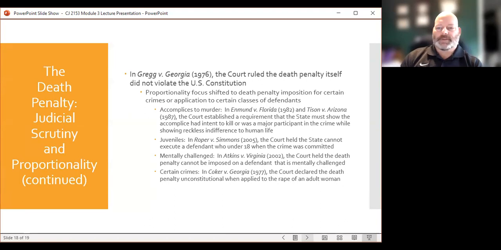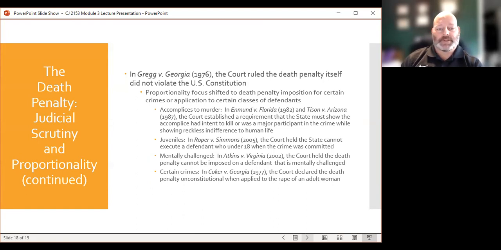So in 1976, after the states reviewed and revised their death penalty statutes, the challenge to many of these state statutes came in Gregg versus Georgia in 1976, where the court took into account revisions of death penalty statutes across many states and ruled that the death penalty itself did not violate the U.S. Constitution. So proportionality shifted to the imposition of the death penalty for certain crimes and for certain classes of defendants.